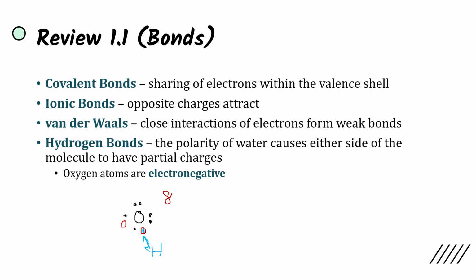Ionic bonds are fairly simple. It's just if you've got a positive ion and a negative ion, so a cation and an anion, they're going to attract and they're going to come together. Next up, we've got van der Waals forces or London dispersion forces. This is a close interaction of electrons and they form weak bonds.